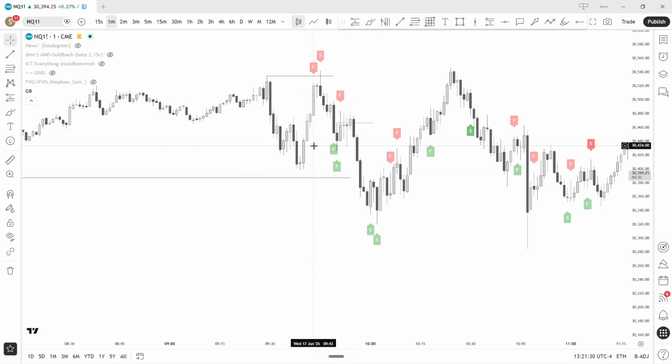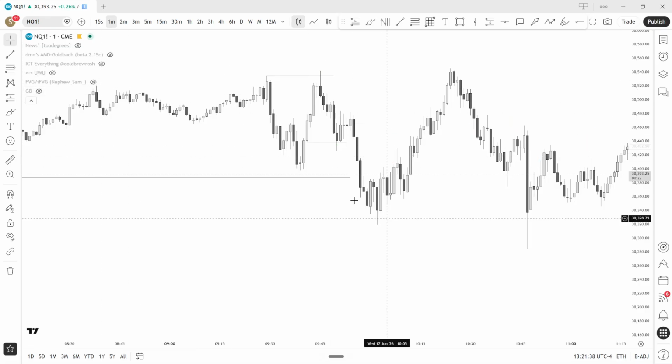These are long fair value gap plays, but obviously these would be against bias, so I wouldn't take these, but I did journal some of these too. And then we ended up hitting our drawn liquidity. At this point where we hit our drawn liquidity, I would have been done for the day.